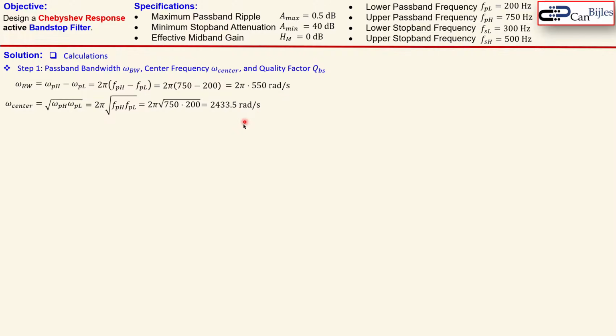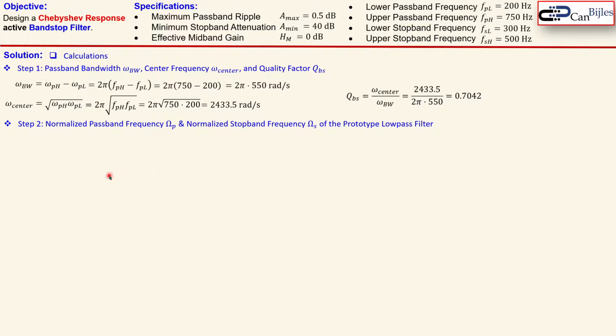2433.5 radians per second approximately. Now, taking these together, the quality factor of our band stop filter must be omega center over the omega bandwidth, which is then given here by 0.7042. Okay. We will use this value later in our calculations.